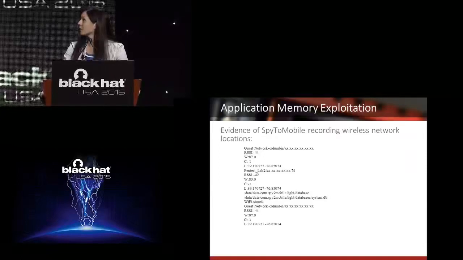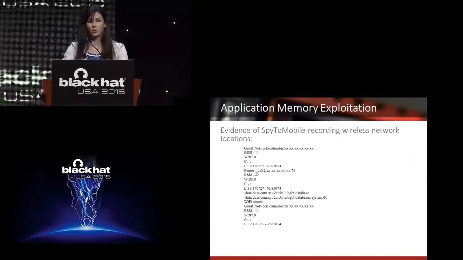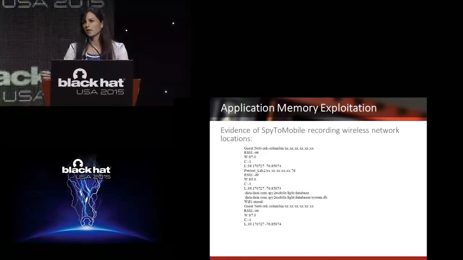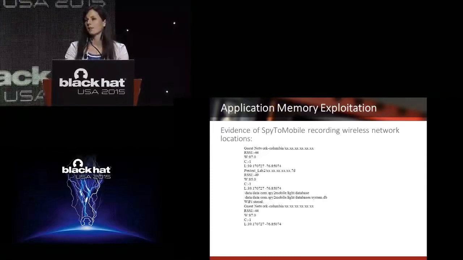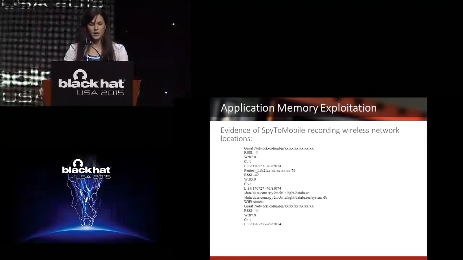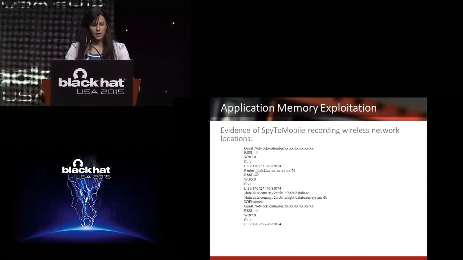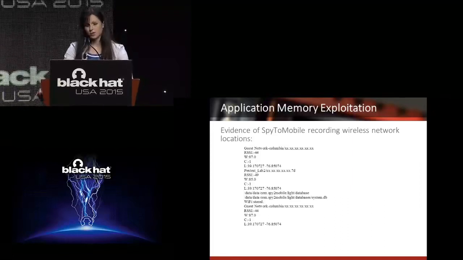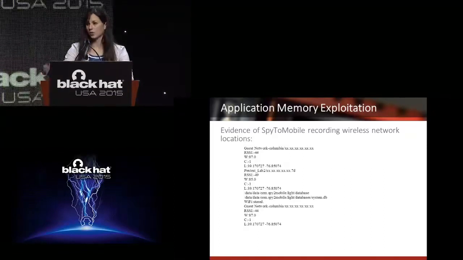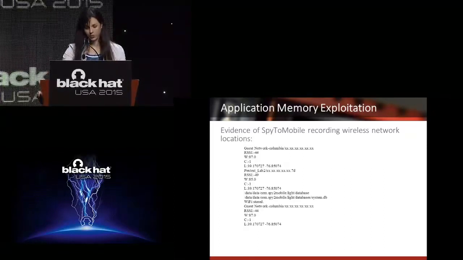So we looked at the application memory, and we're able to see all the recorded wireless networks. Spy2 Mobile doesn't just collect the wireless networks that the phone connects to. It also collects any wireless network that is available at that moment in that area. So we had two different networks available in our office: a guest network and our pen testing lab network. It shows both of those with their latitude and longitude. And then it shows the Wi-Fis that are stored. So we actually connected the phone to our guest network in Columbia, and it stores that, and it stores the latitude and longitude of where we were.